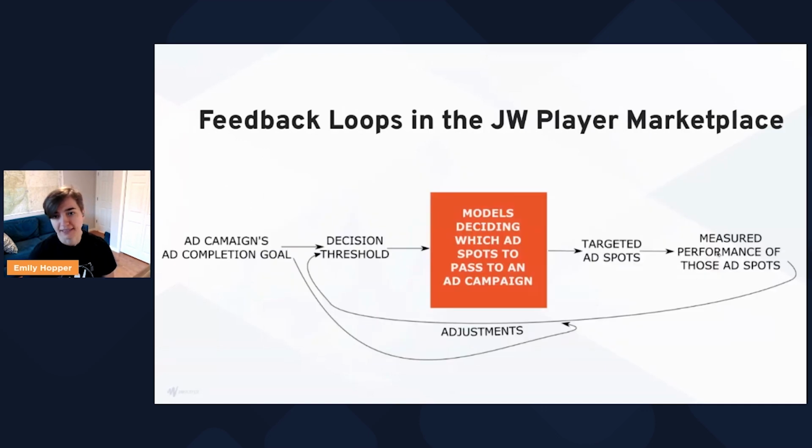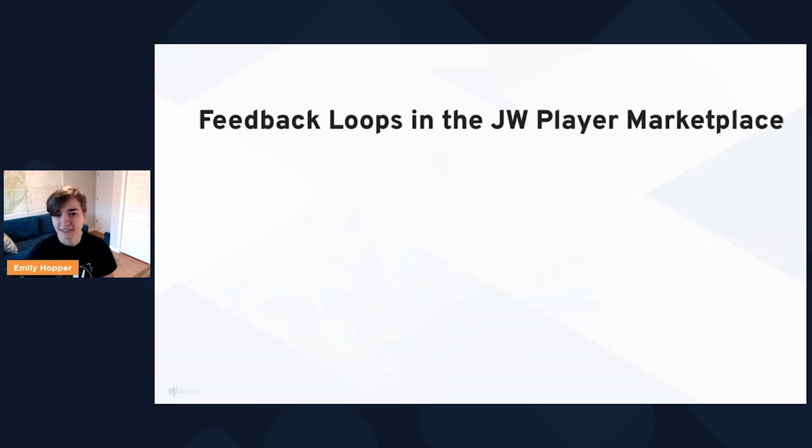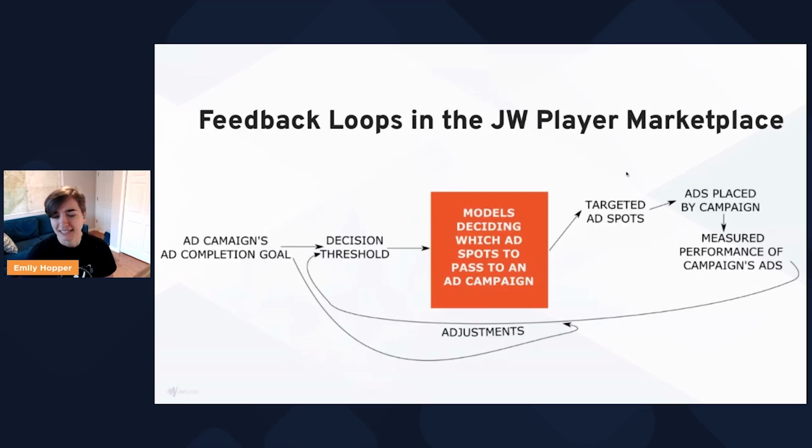So you might think, okay, well, this is the feedback loop you talked about, and there's an easy fix here. This thing that we're measuring is the performance of the ad spots that we're passing. But clearly what the campaign cares about is the ads that they're actually placing, right? So surely we can take these targeted ad spots, those feed into the ads placed by the campaign, and then we can measure the performance of the campaign's ads and use that discrepancy to feed back into the decision threshold. However, as I said, which ads are placed is kind of a big black box.